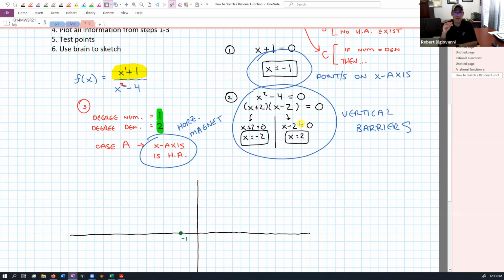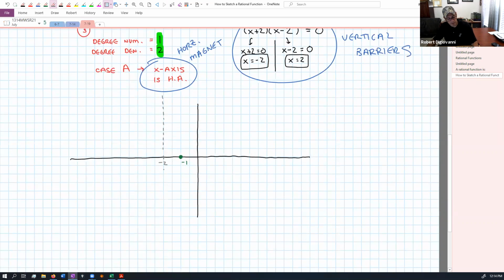Now, Katrina, these are not technically part of the graph. These are barriers that when we draw the function, we can't hit them. So I'm going to go to -2. I'm not going to draw a dot. I'm going to draw a vertical dotted line. And I'm doing it in gray because I want everyone to realize this is not part of my graph. This is something that's going to help me graph the function. It's a vertical barrier that my graph will not be able to cross. It's going to have to go up or down when we get to it.